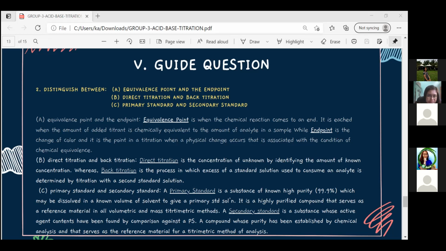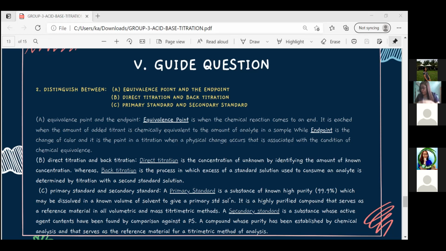So sa distinguish between primary standard and secondary standard, ang primary standard solution ay solution na made of primary standard substance. Ang primary substance, ito ang reagent na gamit na pure o kadalasan ginagamit to create chemical reaction sa ibang substance.